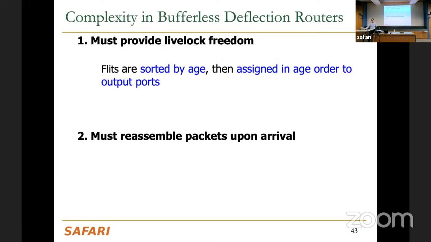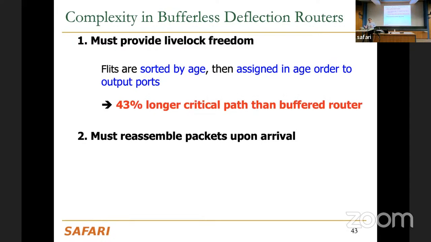So you must provide livelock freedom. This is actually not as easy as we suggested earlier, right? Flits are sorted by some sort of age, and then they're assigned in age order to the output port. If two flits go to the same output port, the older one wins, because we want to make sure that there is some progress guarantee. And it turns out this is a very long critical path in a buffered router, and we're going to examine the reasons for it soon.